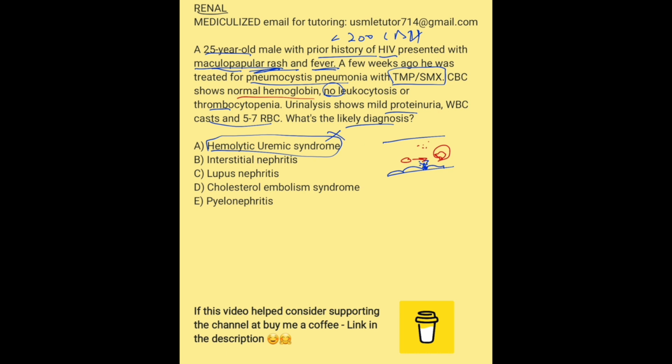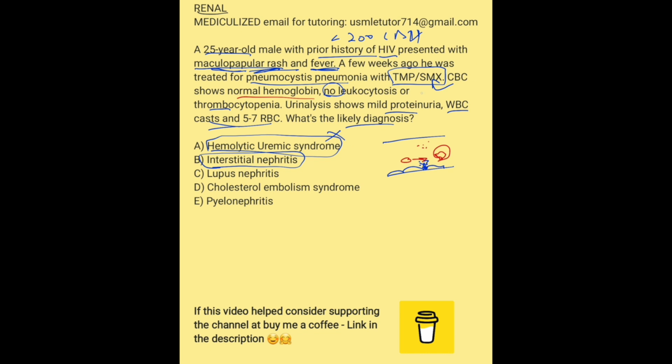Then we have interstitial nephritis. Remember, it occurs after a drug ingestion. For example, TMP-SMX can cause it, also cephalosporins, and some PPIs can also cause it. Here the patient did take a drug that would cause interstitial nephritis. Also there are WBC casts, maculopapular rash, and fever. So all of them are in point, and all of them suggest that it is interstitial nephritis.